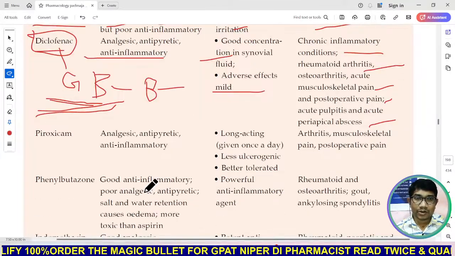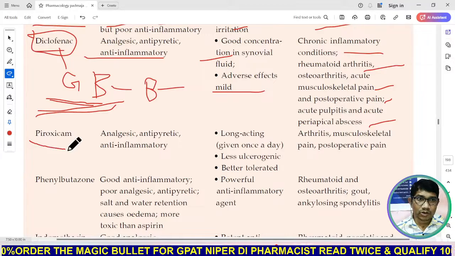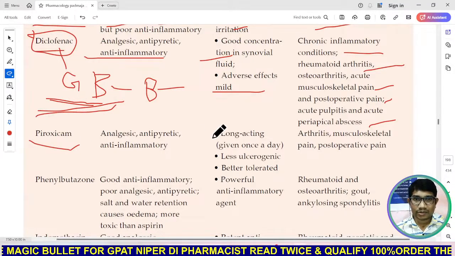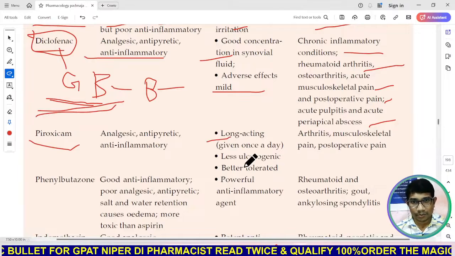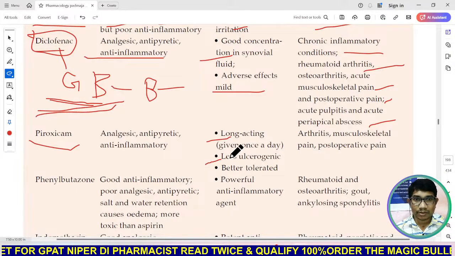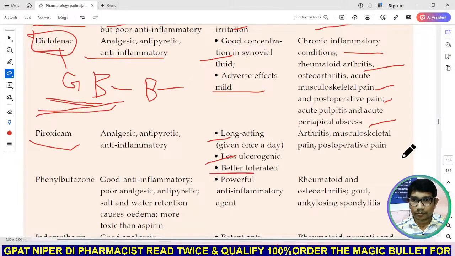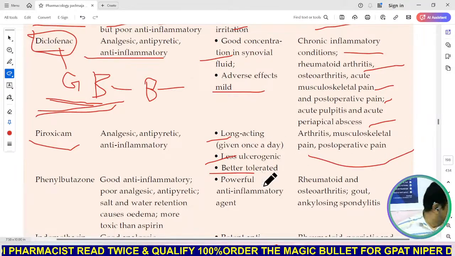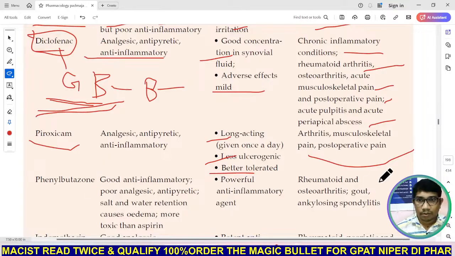Now piroxicam is an oxicam derivative, analgesic, antipyretic and anti-inflammatory, and it is long acting. So a once a day dose is enough. It is less ulcerogenic, meaning it causes fewer ulcers, and is better tolerated. Again used for arthritis, musculoskeletal pain and post-operative pain.